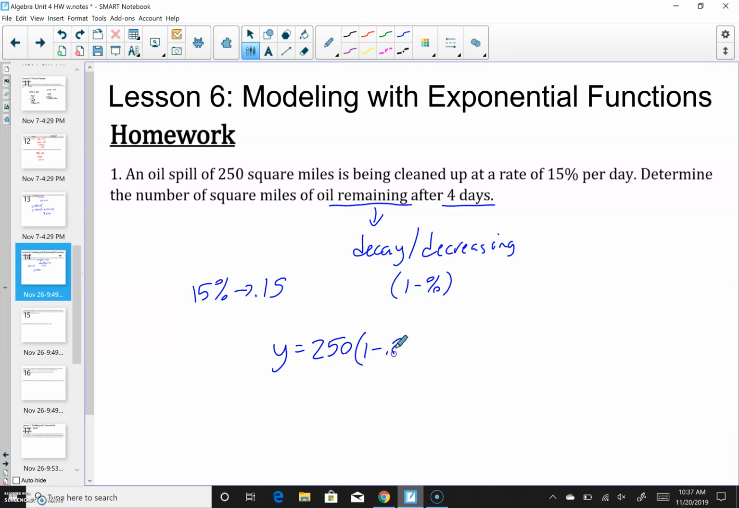We're going to be 1 minus 0.15 to the t. So there's our equation. Now, if we're looking to figure out after 4 days, you could do the subtraction to get 0.85 or not. It's up to you. We're going to plug in a 4 for our exponent since they want 4 days. And when we plug that into our calculator, we get that there is 130.5, and the decimal goes on, but we'll stop right there. Square miles of oil still remaining after 4 days.